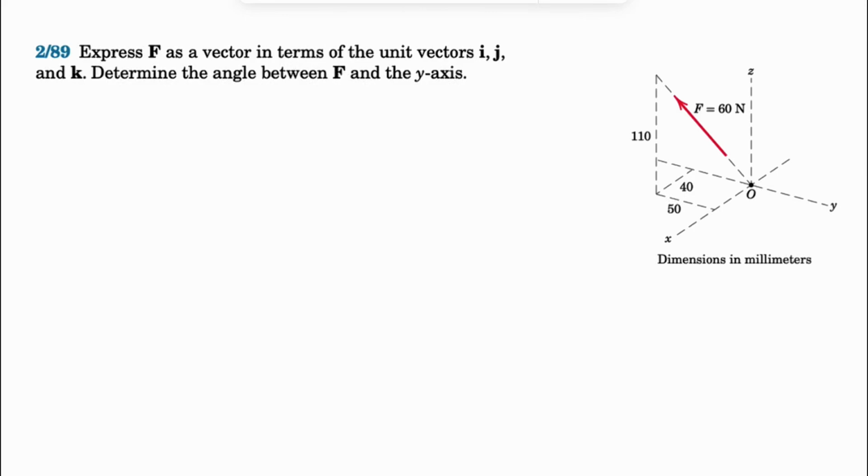Okay, so welcome back. We're going to be solving another question from the second chapter of Engineering Mechanics by Meriam, problem 2/89. We need to express the force F as a vector in terms of the unit vectors i, j, k, and also determine the angle between F and the y-axis.